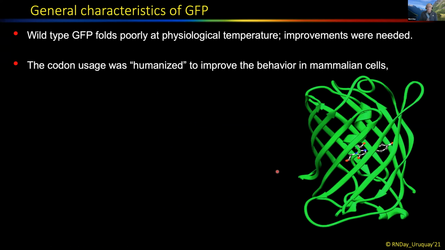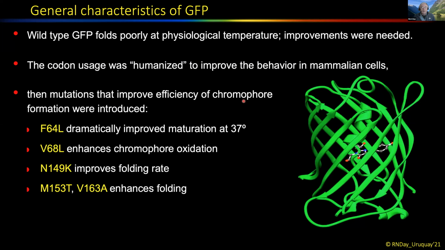So very early on, investigators realized that this protein that's adapted for the cold waters off the northwest coast of North America behaved very poorly inside living cells. It doesn't like to be at physiological temperatures, so improvements were needed. So among the first things that were done by investigators were to humanize the codon usage within the jellyfish green fluorescent protein at an optimal initiation site, and then begin to play with the amino acids that are in and around the chromophore and find out which ones improved its maturation at 37 degrees.